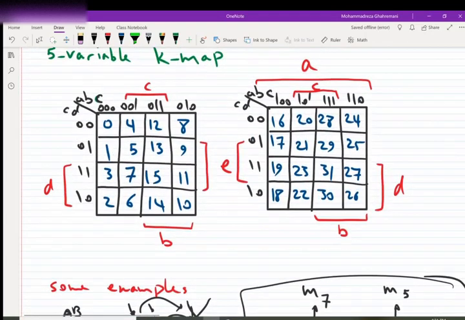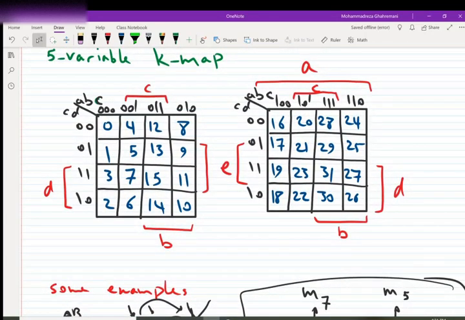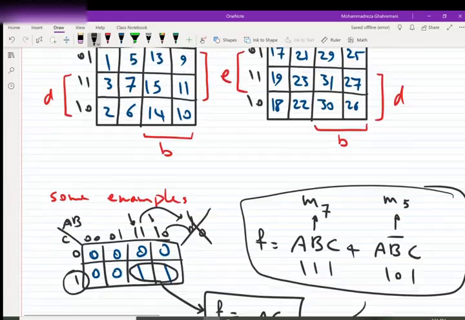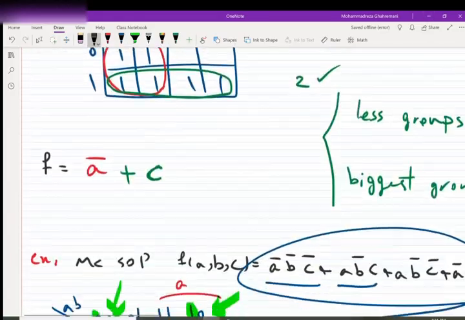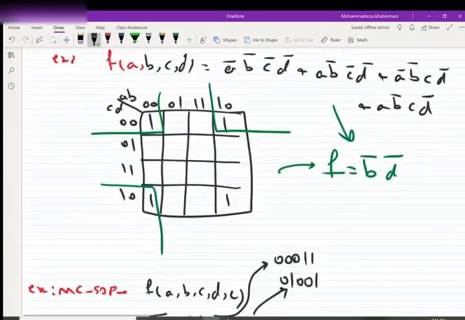Let me check. Yeah, when I was talking about the 5 variable K-map, I think I should have changed this as well. So they were not C, D. They are A, B, C, and D, E. Okay? I just fixed these 2 parts. D, E. Okay, let's go back to our example.